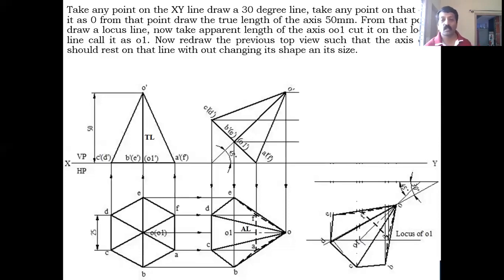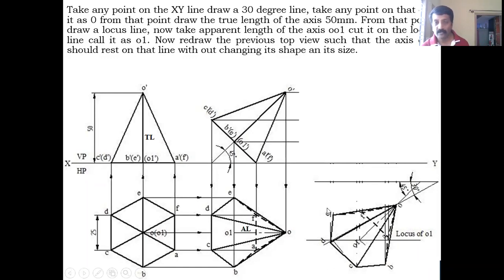Okay, after getting this O1 marking here, you have to redraw the apparent shape of the pyramid such that this O1 should coincide with this O and O1. So how to do this? O1 you have, you know that. So after getting this O1, from O1 you draw a perpendicular line here. See here, O to O1, here the perpendicular line is there.